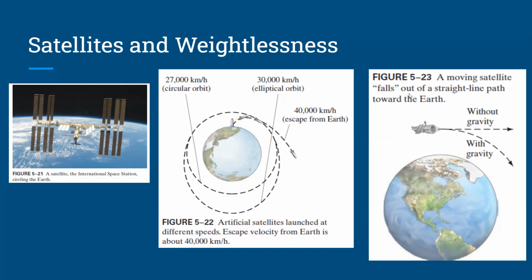A moving satellite falls out of a straight line path toward the Earth. Instead of a straight line path by inertia, the object will continue in a straight line unless acted on by an unbalanced force. So it moves straight because of its inertia. But since there is an unbalanced force, which is the gravity of the Earth, it tends to circle or move in an elliptical orbit. And if you exceed this 40,000 kilometers per hour, you can escape from the gravitational pull of the Earth. Okay, so that's for the satellites.